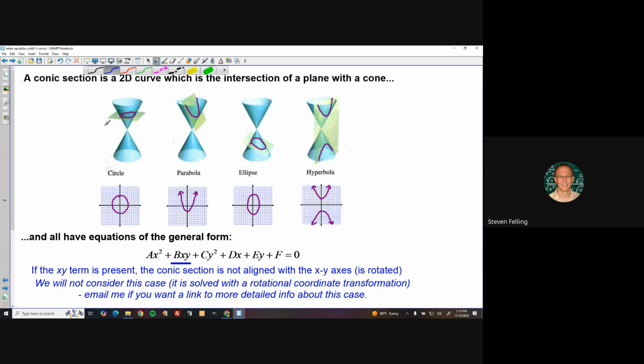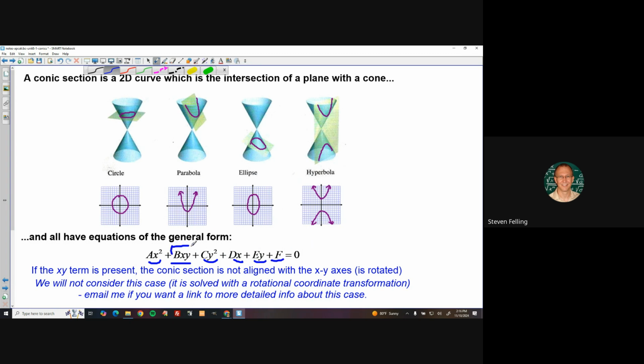So if you have a plane that intersects this way, perpendicular to the axis of symmetry, you get a circle. If it's offset, you get a parabola. If it's offset not quite as much, you can get an ellipse, and if it's straight up and down, you can get a hyperbola. They all have equations of the general form where there's a squared term for x and y, and the non-squared term for x and y, and a constant added up to 0.